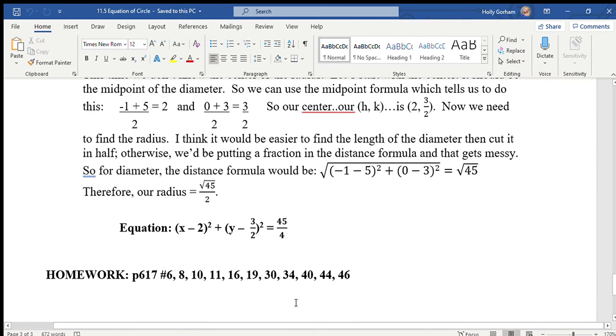Your homework is on page 617. It seems like a lot. It's not. It's just spread out. I didn't want to do 1 through 46, and I'm sure you didn't want to do that either.